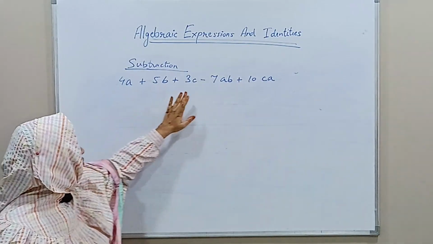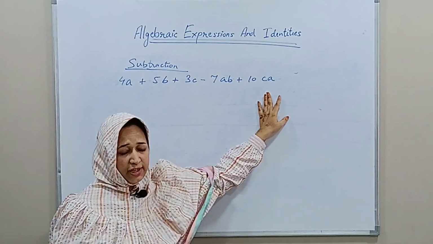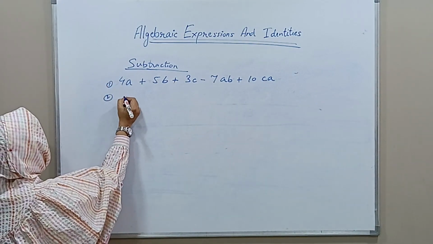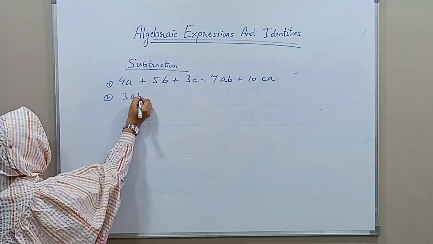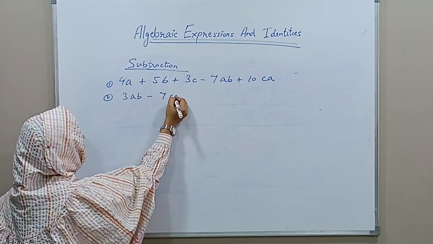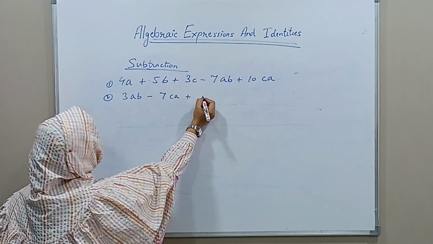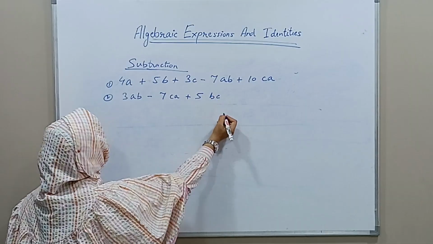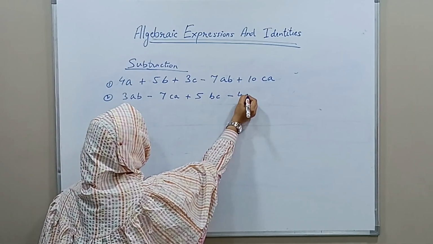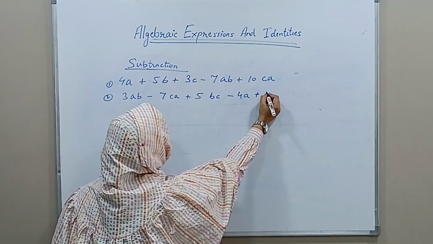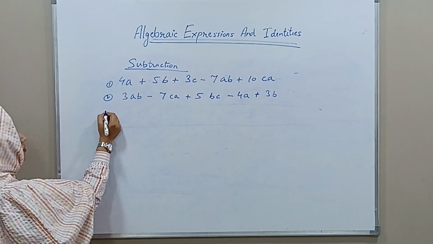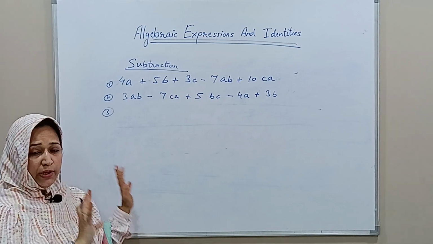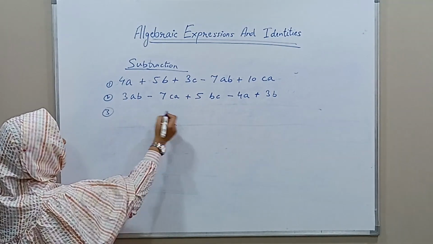We have 1, 2, 3, 4, 5 terms in this expression. This is one expression. Say the second expression is 3ab minus 7ca plus 5bc minus 4a plus 3b. This is a random example I am taking. It will take a little more time, but we will do it to understand clearly.